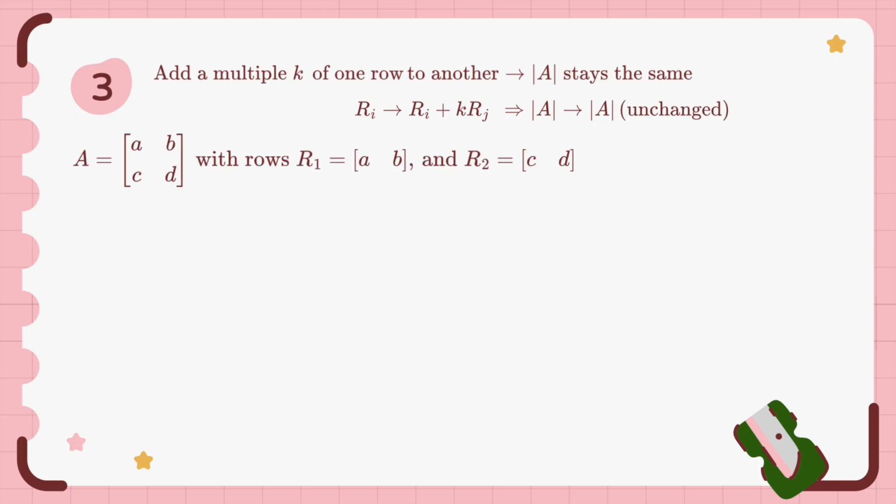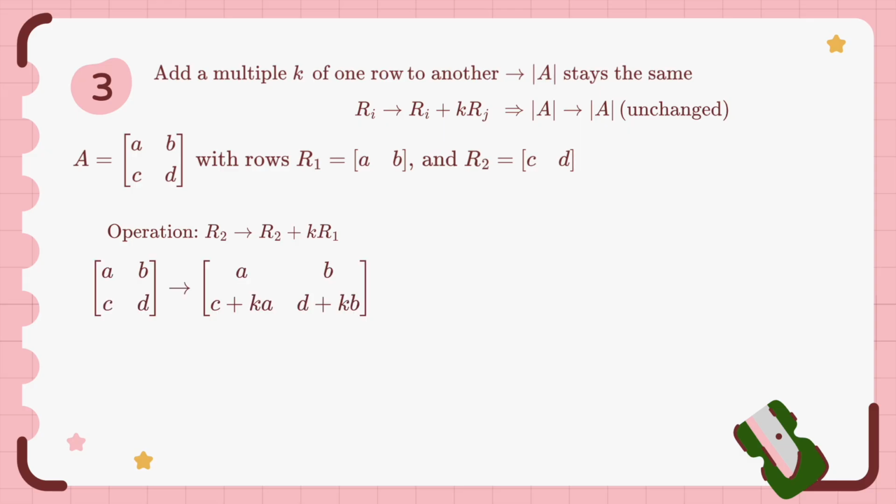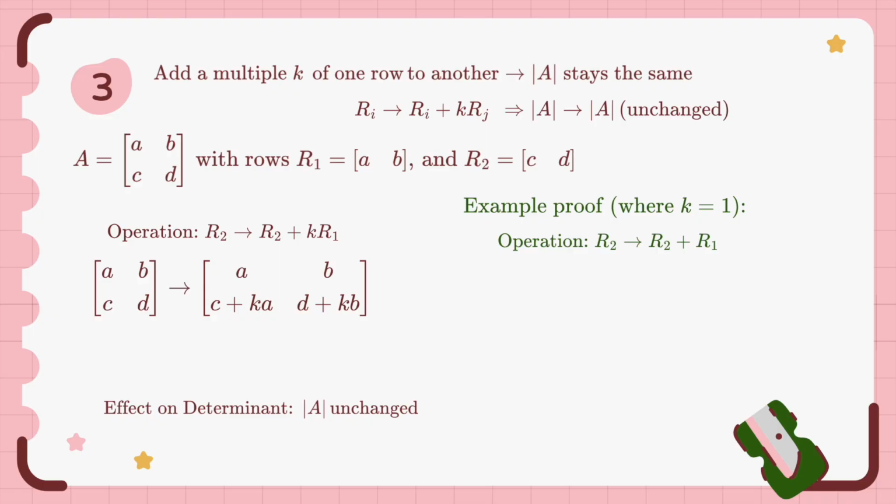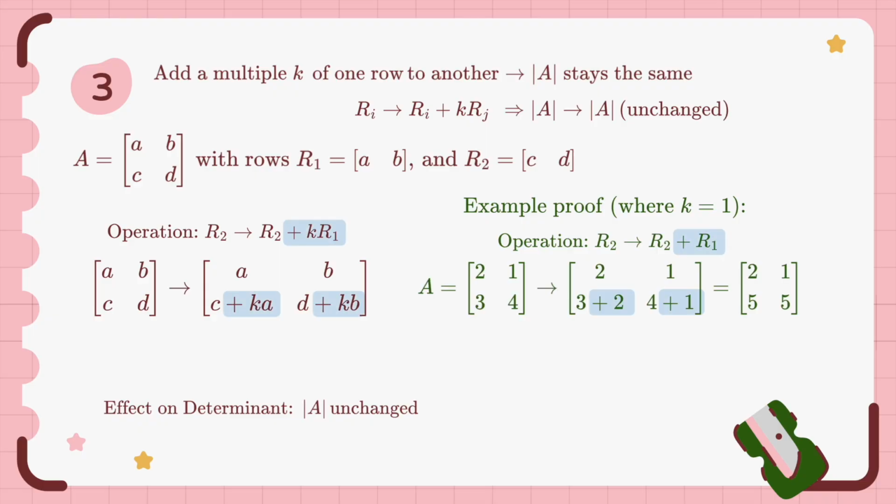For a general 2 by 2 matrix with row operation of R2 becoming R2 plus some constant k times R1, the bottom row becomes C plus kA and D plus kB. The effect on the determinant is that it remains unchanged. Let's do an example where k equals 1 to make things more simple. The operation is row 2 becoming itself plus row 1, so the bottom row becomes 3 plus 2 and 4 plus 1, which is just 5 and 5.